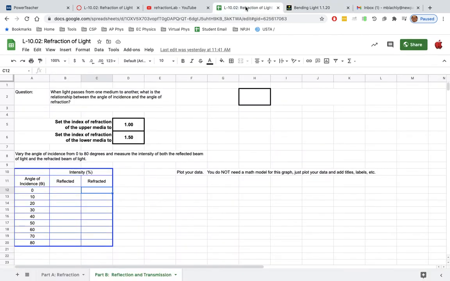For the second part of lab, you're just going to plot your data, put titles and labels on. You are not going to find a math model, okay? It's actually a really complicated equation called the Fresnel equation, but we're not going to examine the mathematical model, okay? I just want you to see the pattern of what's going on here. So that's part B of your lab.